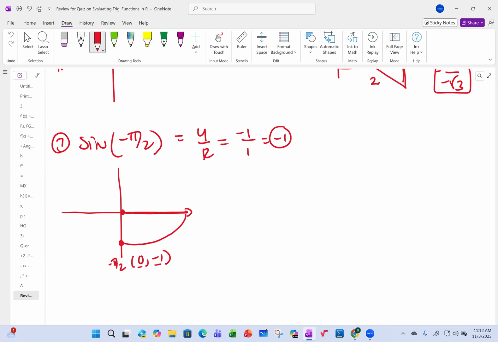Simply put, when it's a quadrantal angle, you could just say that sine is the y coordinate and cosine is the x coordinate.